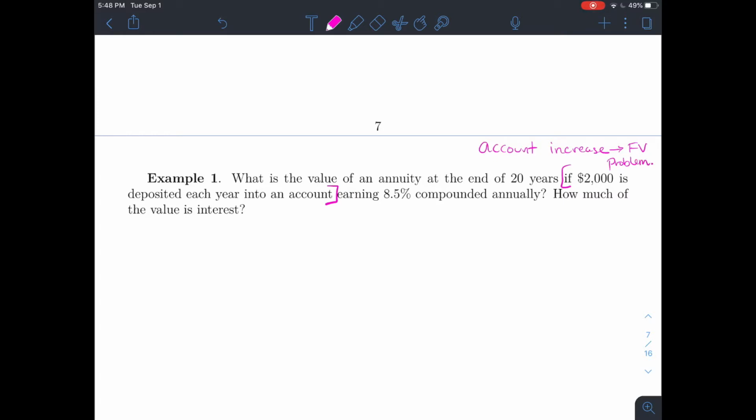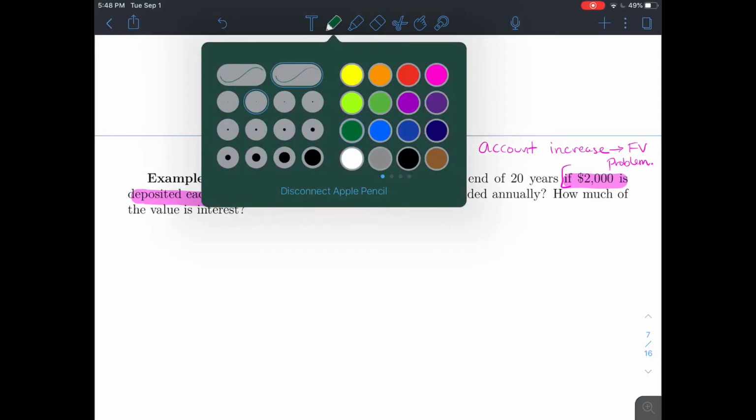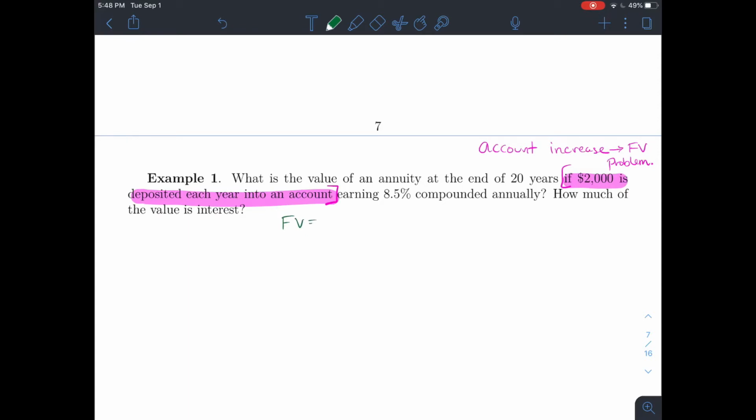It's obvious that it's a future value problem because we are lecturing in 3.3, but come test time, I'm not going to say, hey, this is a future value problem. You have to read the contents of the problem and put it together. That's why I'm emphasizing that this sentence right here tells us we have a future value problem, because we are depositing $2,000 in the account each year, and that account is increasing in value. Once you know this is a future value problem, your next step, as always, is to write out the formula you're going to use. Don't plug in values until after you write out the formula.